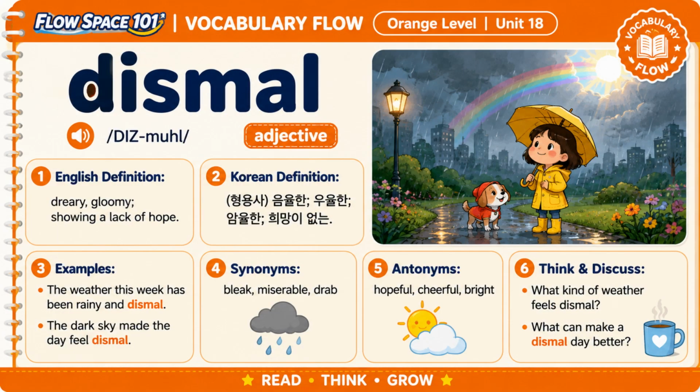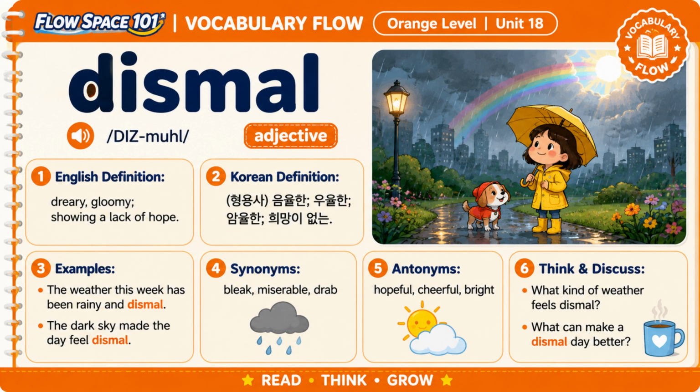Our next word is dismal. Say it with me, dismal. Dismal is an adjective. It means dreary, gloomy, or showing a lack of hope. For example, the weather this week has been rainy and dismal. Another example is, the empty street looked dismal on the cold night.